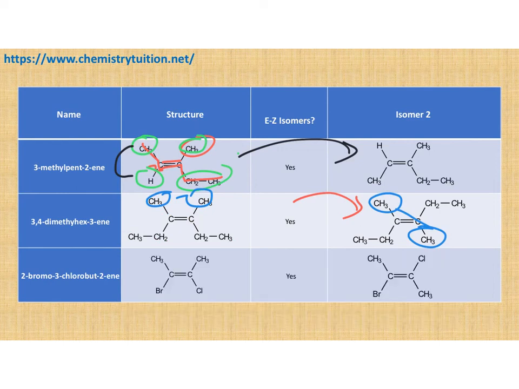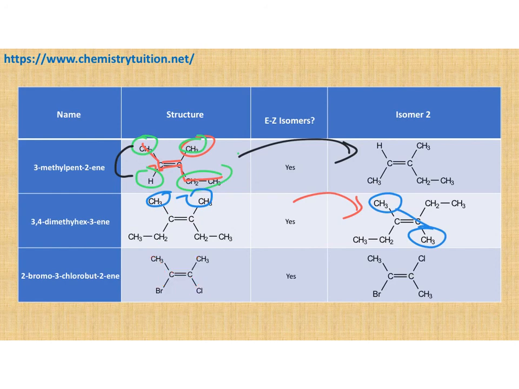And our final one then is 2-bromo-3-chloro-butene. So let's have a look at the name. So here is my 4 carbon chain, 1, 2, 3, 4 there, and your double bond on your second carbon. So that's your butene. And then on your second carbon is a bromo, and your third carbon is a chloro. So that's how we got the name.